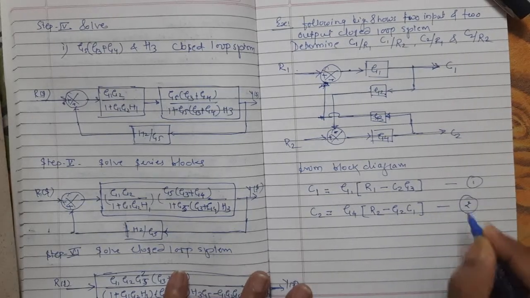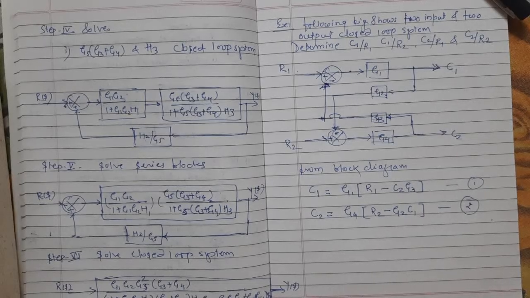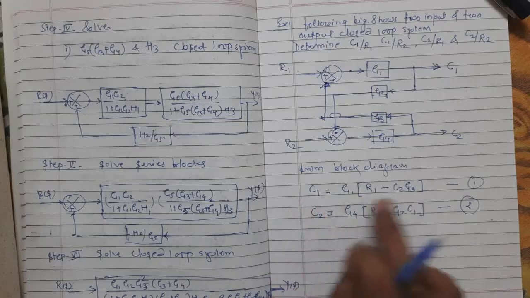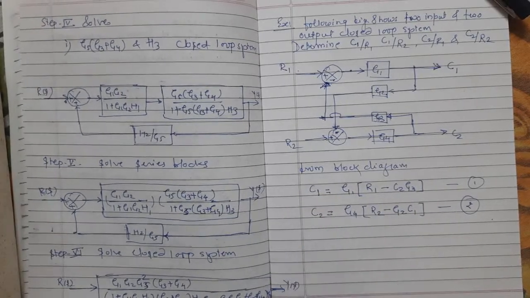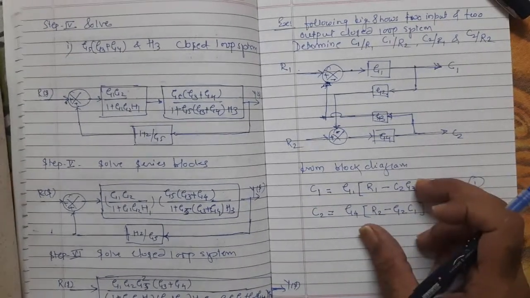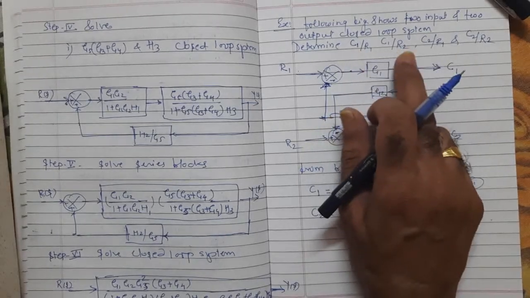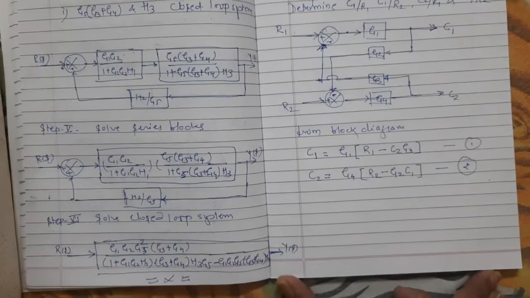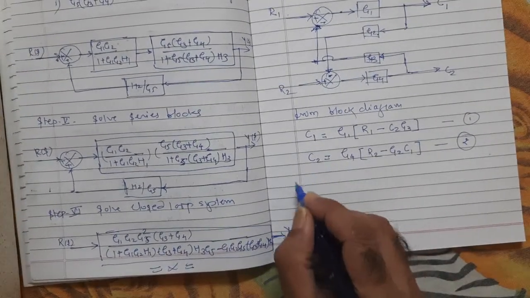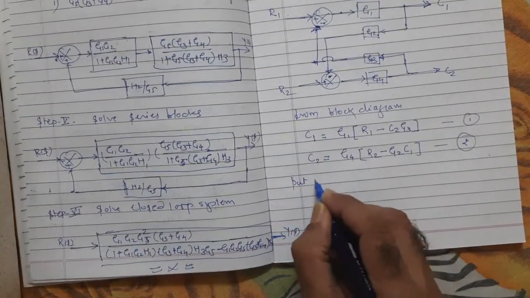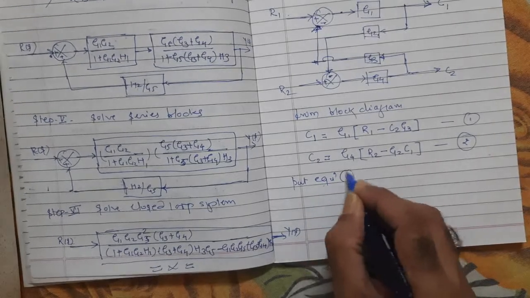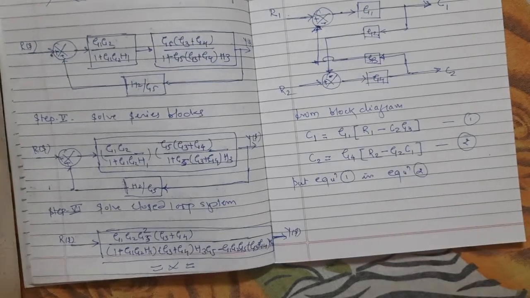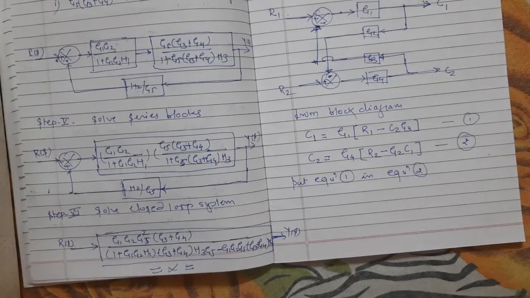This is my second equation. Now we have the two output equations, one is C1, one is C2. We will use these two equations to find C1/R1, C1/R2, C2/R1 and C2/R2. Now for this one, put equation 1 in equation 2.